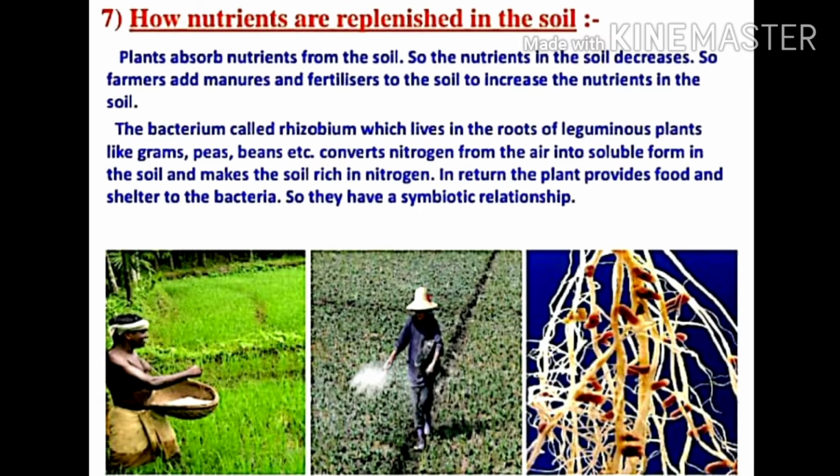Plants cannot absorb atmospheric nitrogen from the air. That's why this bacterium helps them to absorb this nitrogen from the soil. So this is an example of a symbiotic relationship. The bacterium provides nitrogen to the plants, and in return the plants provide food and shelter to the bacterium. So it is an example of a symbiotic relationship.